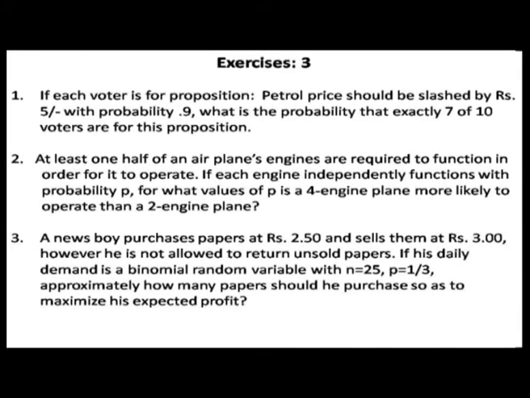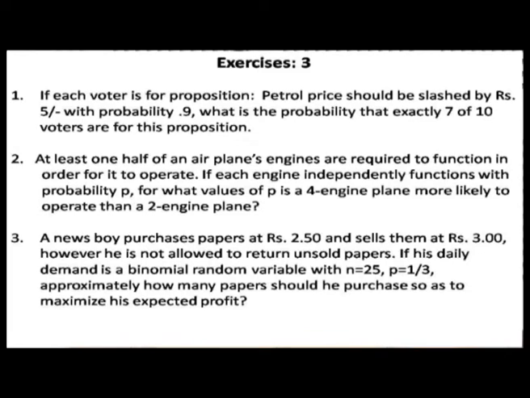Now, you do not know exactly how many newspapers he buys. So let us say the number is r. The daily demand is a binomial random variable, so you know the probabilities. Essentially what you have to show here is that the expected value is a function of r, the number of newspapers he buys, and then you maximize it with respect to r.